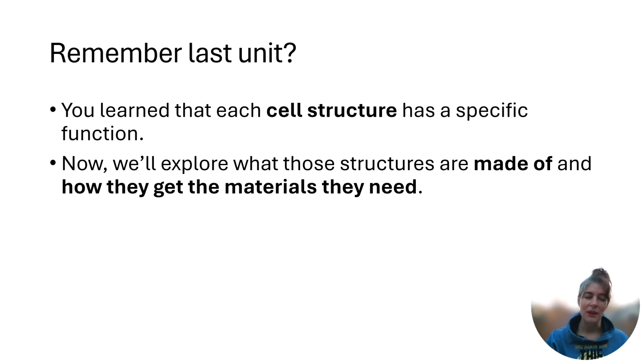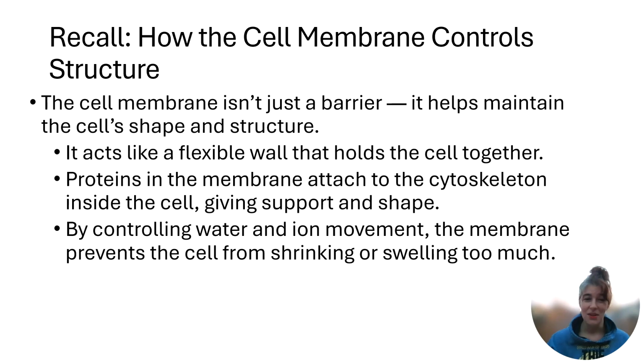So let's think about last unit. You learned that each cell structure has a specific function. Now we're going to explore what those structures are made of and how they get the materials they need. So, again, thinking back, how the cell membrane controls structure. Last unit we talked a lot about structure, and you needed a lot of foundational knowledge in organelles to be successful in that last unit. Well, in this unit, we're going to make some connections here.